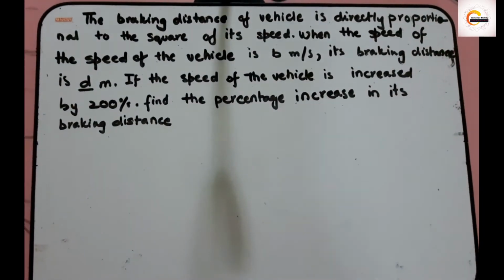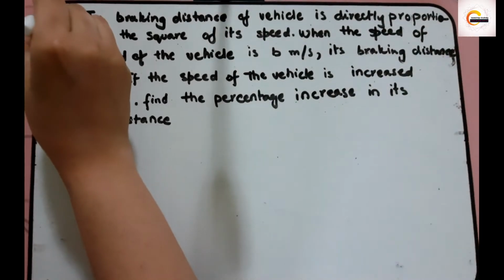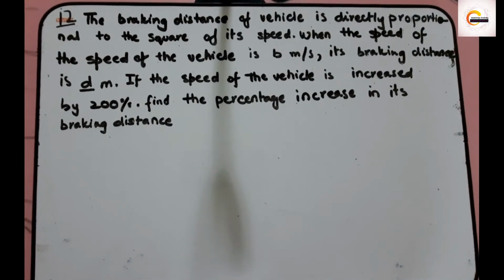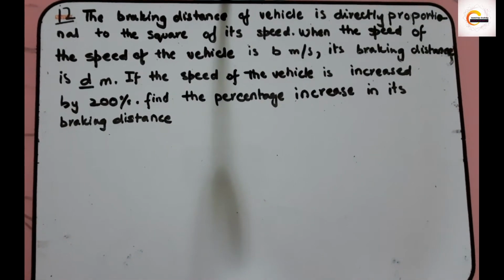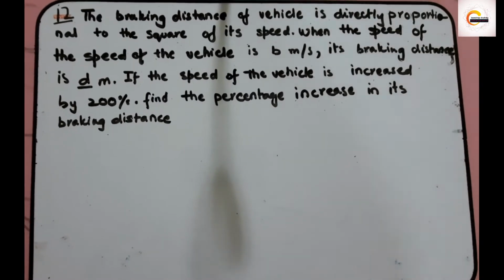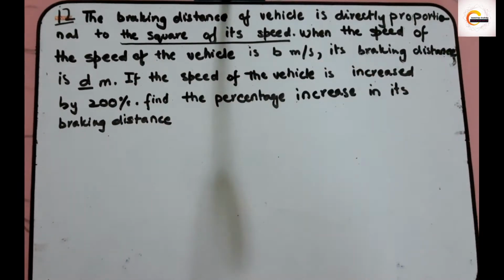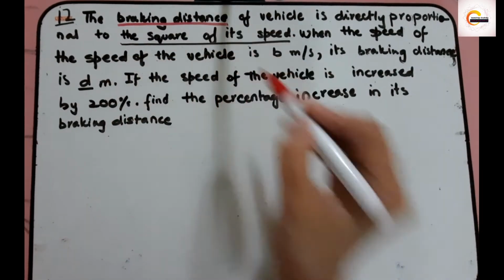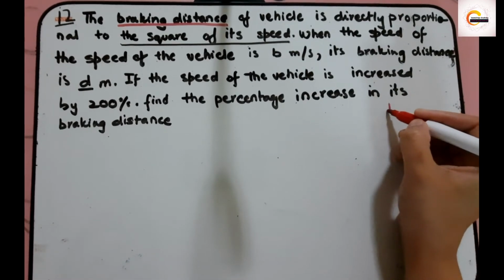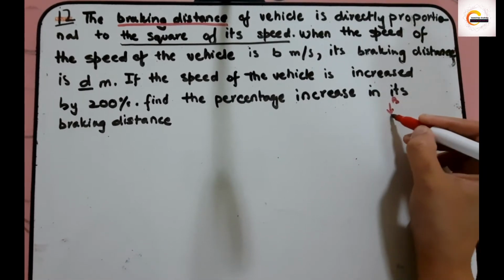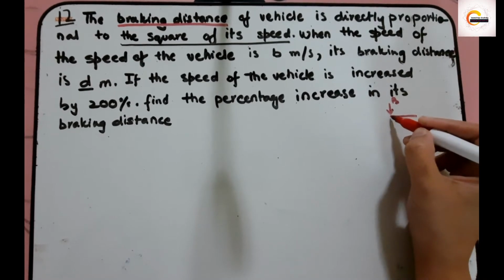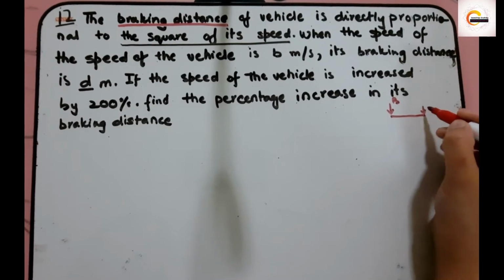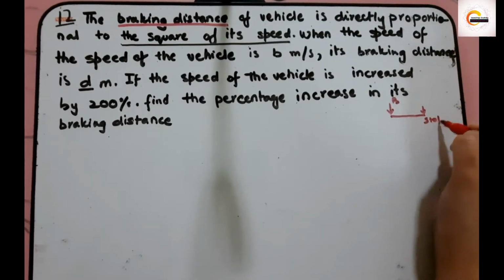So question number 12 of exercise 1B. The braking distance of a vehicle is directly proportional to the square of its speed. Braking distance. What is braking distance? Braking distance is the distance from the point when you apply the brake till the point when the car stops fully. This is called braking distance.